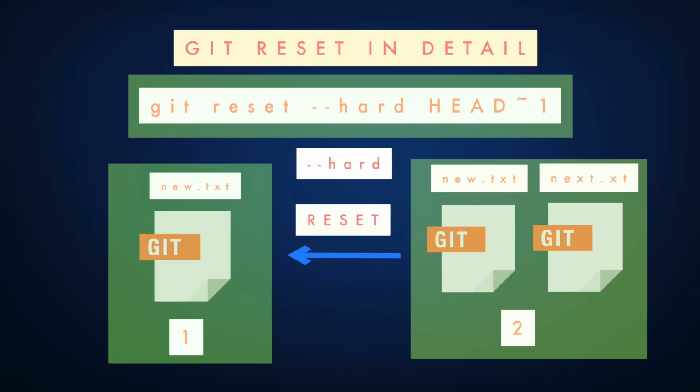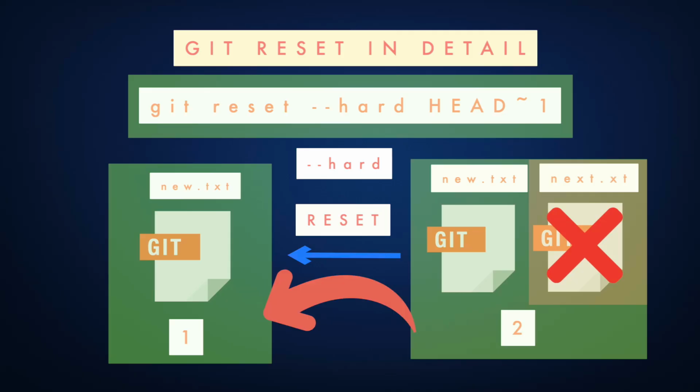So what really happens is, whenever we run this command, whatever changes we have made, in our case in next.txt, this whole file will get deleted and the whole thing will get reset to the first version. So this is a little bit dangerous, right?